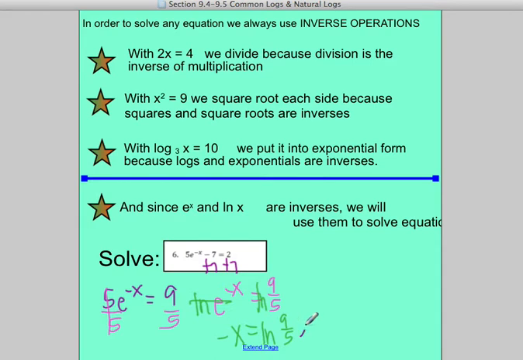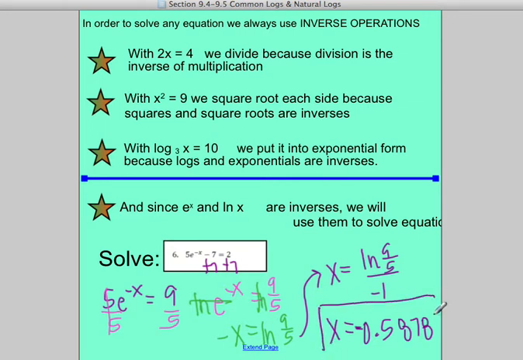And my last step to get x by itself would be to divide or multiply by a negative 1. So x is equal to natural log of 9/5 divided by negative 1. And if I type that in my calculator, I will get, to 4 decimal places, 0.5878. And it will be a negative. Negative 0.5878. So make sure you're typing all these in on your calculators to make sure you can do it correctly.